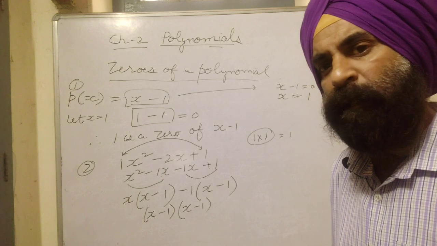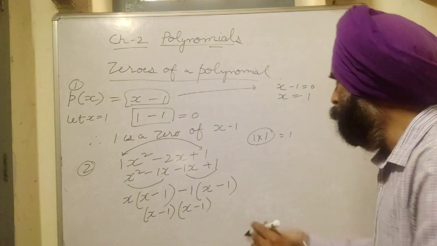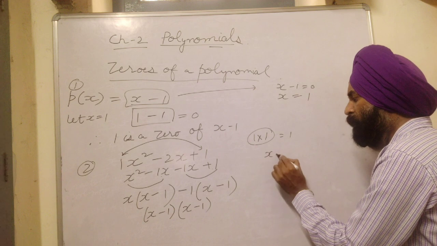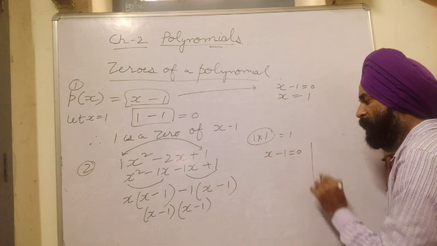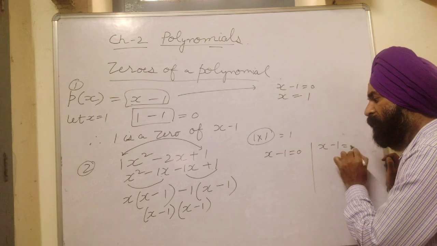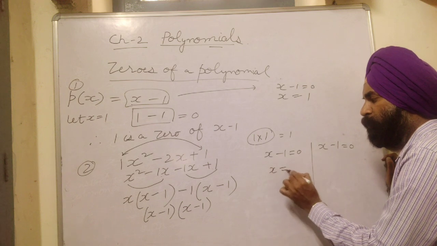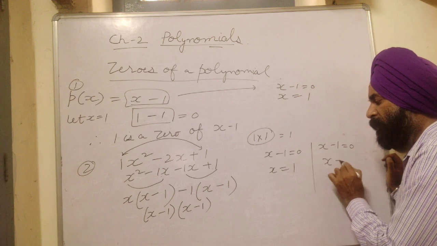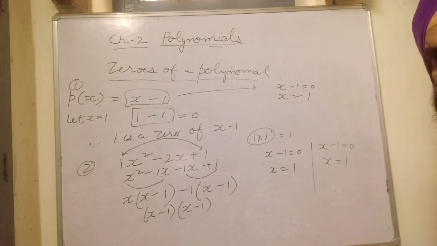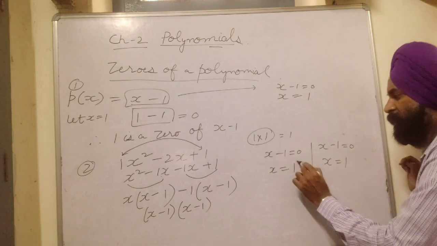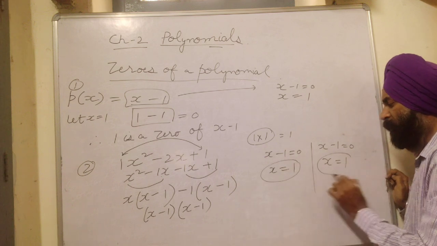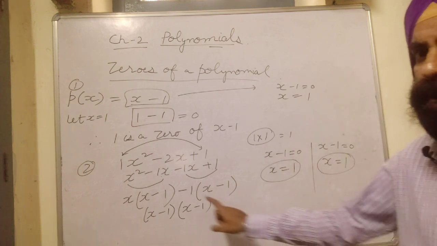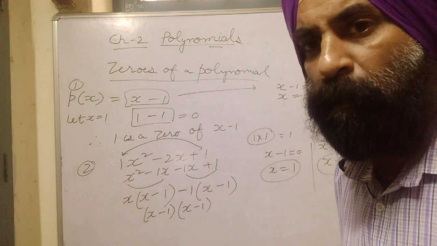To find the zeros of these two polynomials, I can put these two equal to 0. x minus 1 equal to 0, another x minus 1 equal to 0. We'll again transpose 1 to the other side. I'll get x equal to 1. Here also x equal to 1. So finally we can say this x equal to 1 and another x equal to 1 are the two zeros of this given quadratic polynomial.